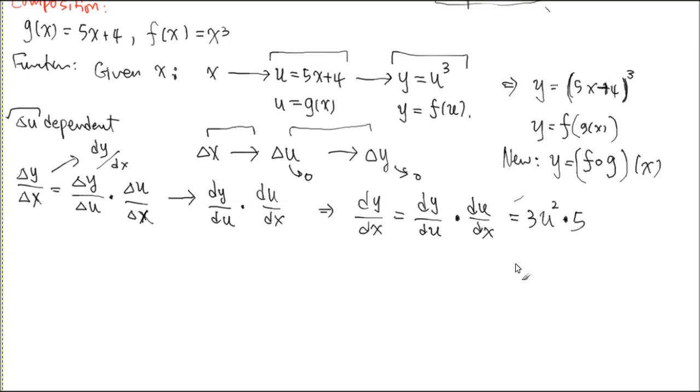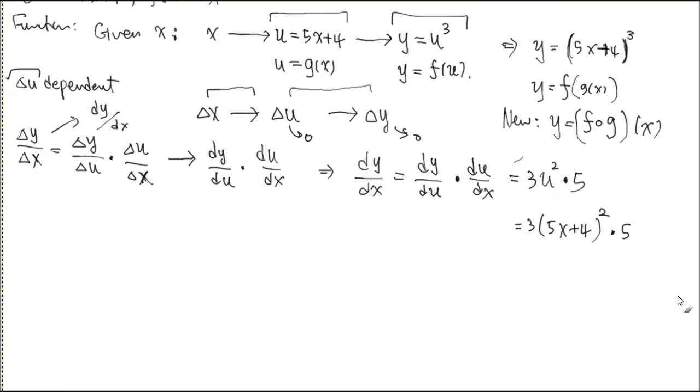All you have to do is write down, what was u? Go back to u. U is 5x plus 4, and 5 is outside. Correct? Looks almost like a proof, does it not? Except for the delta u being 0, that bugger. Other than that, it's almost like a proof. So we're not going to go into proof. You hang on to this idea just to understand the principle behind this.